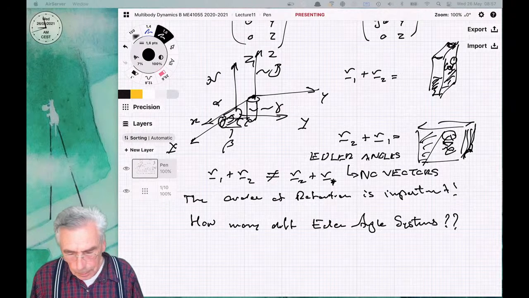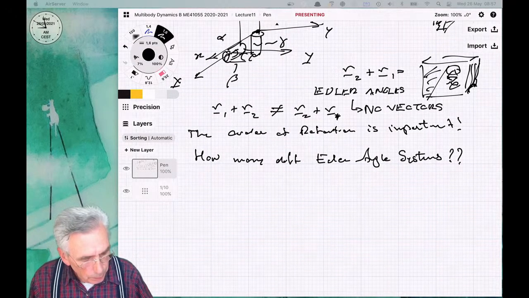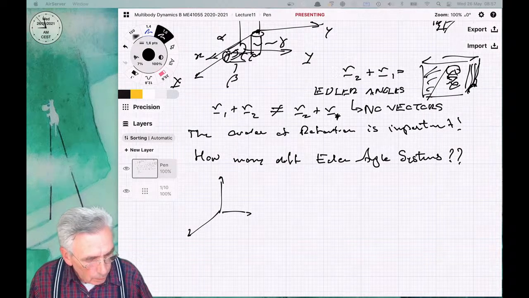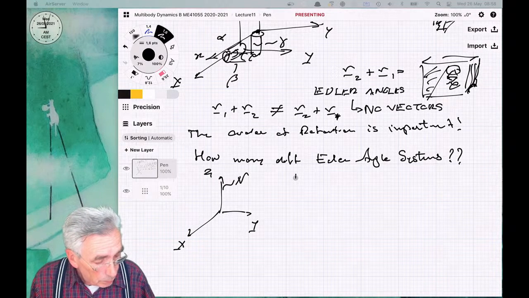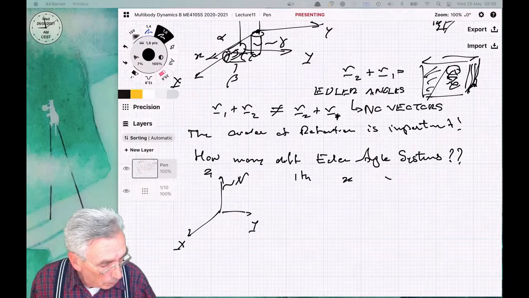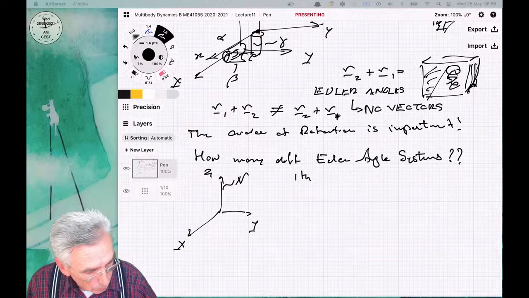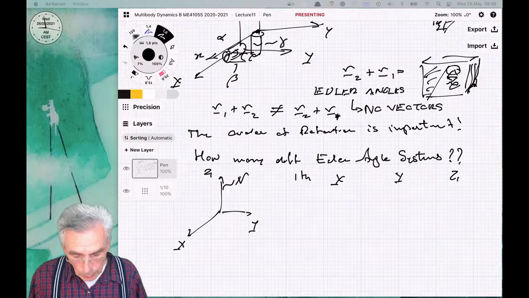No vectors. Okay, though. So how many different types are there? Well, let's just start by trying. So okay, we have our coordinate system here. Let's say this is the inertial one, right? And then the first thing you can choose, you can either do a rotation about x, y, or z, so let's do capitals, about X, Y, or Z. So you have these choices.